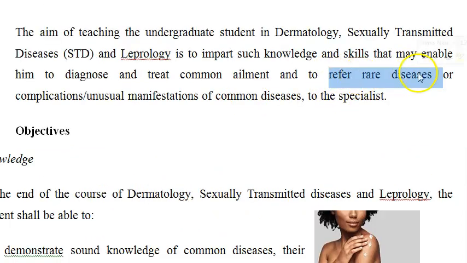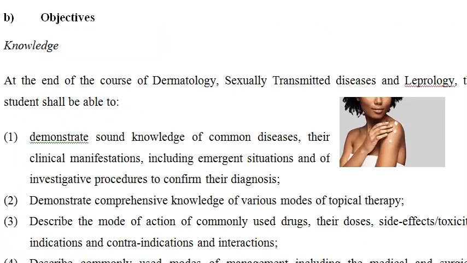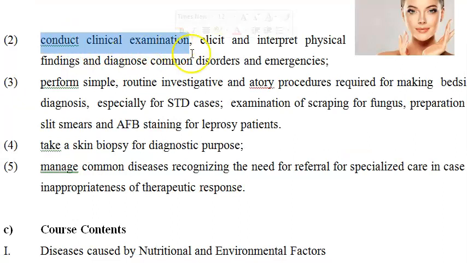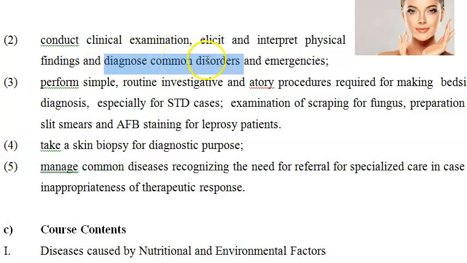And you should refer any rare diseases to specialists, etc. Here are the objectives. Skills, as such, what you should be having: you should be able to talk to the patient and get the correct history, in chronological order. You should also conduct clinical examination, elicit and interpret physical findings. You should be able to diagnose at least the common conditions. And emergency situations, you should be able to identify, handle, refer, etc. You should be able to do some simple procedures.